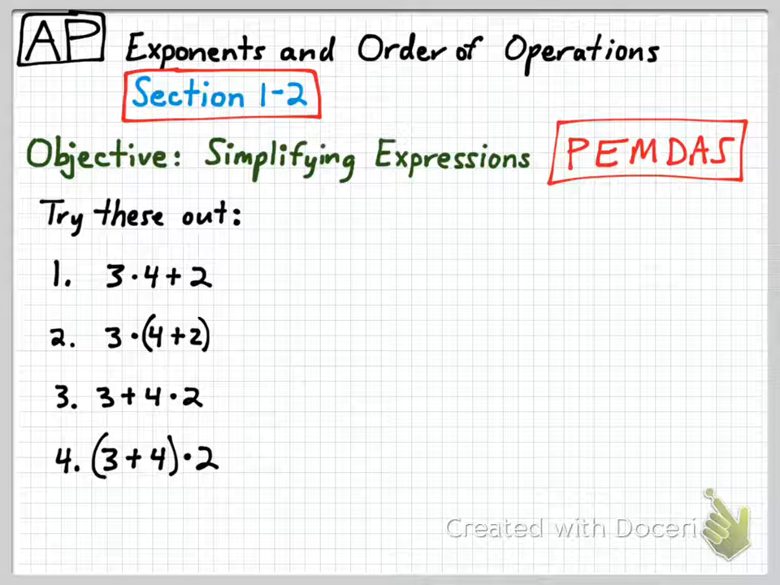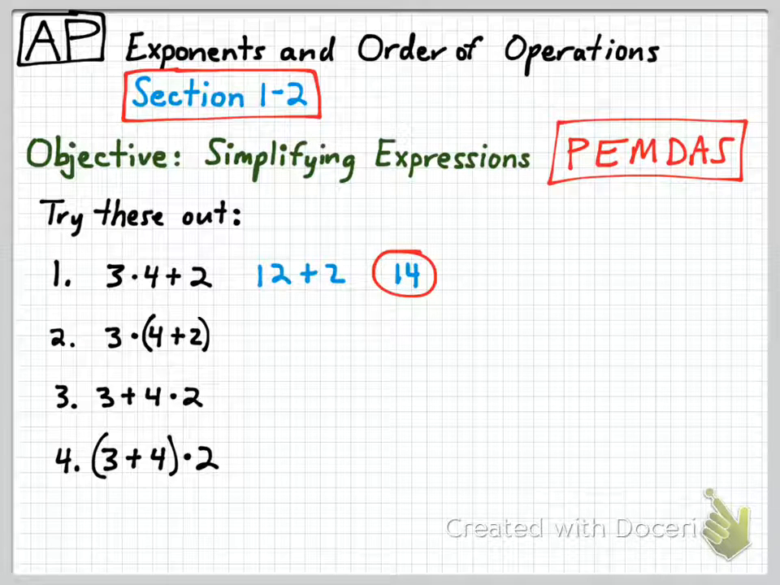Alright, so welcome back. Order of operations says that I take 3 times 4, and I multiply the 3 times the 4 together first, which gives me 12, and then 12 plus 2 gives me 14. Okay. The next one, number 2, 3 times 4 plus 2.